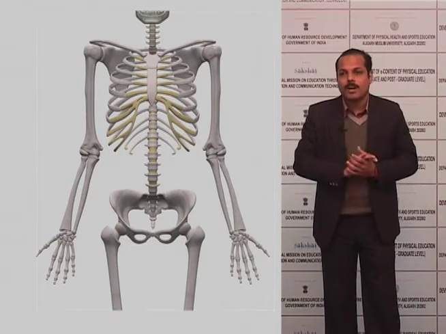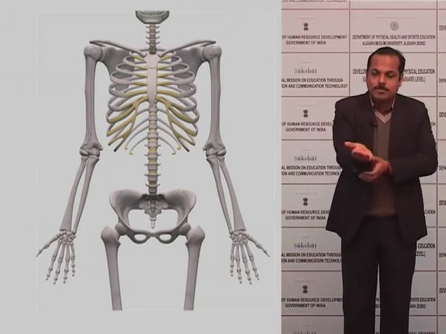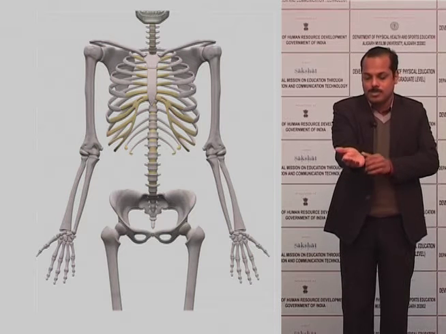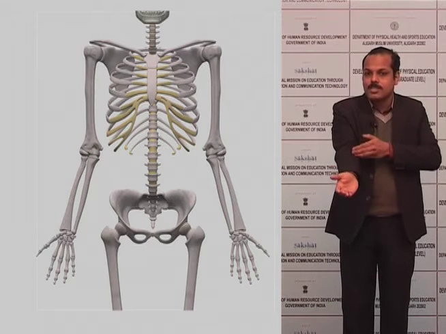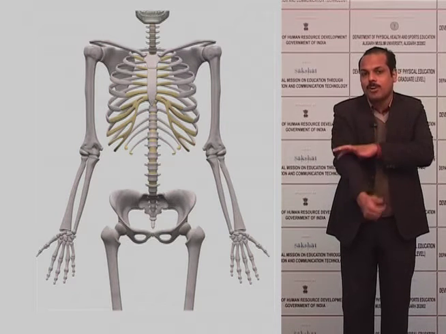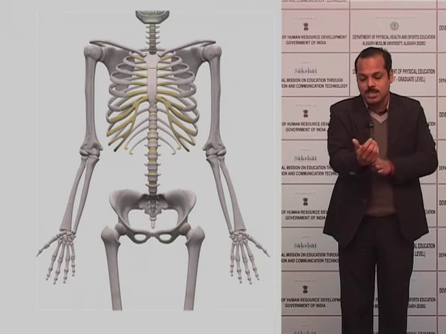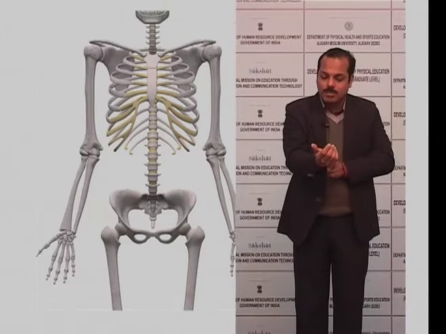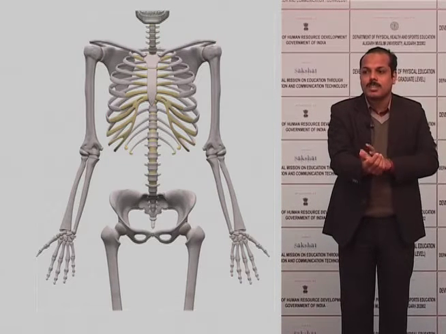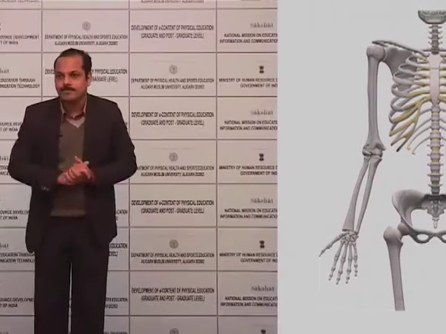Now the ulna. The ulna is the medial bone of the forearm. Proximally, along with the radius, it articulates with the humerus and forms the elbow joint. At the same time, distally, it articulates with the radius and forms the distal radio-ulnar joint. Now, there is an interosseous membrane which binds the radius and ulna. This is also known as the middle radio-ulnar joint.